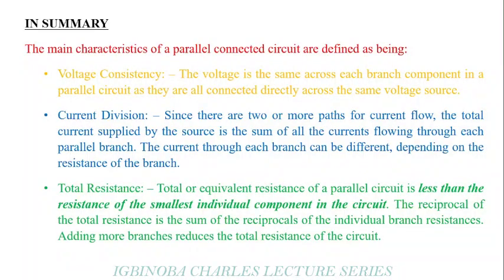Three, the total or equivalent resistance of a parallel circuit is less than the resistance of the smallest individual component in the circuit. This information is very key. So note that when you are looking for the equivalent resistance of a parallel circuit, the result you will get is less than the value of the smallest resistor in the network. So take note of that particular information. It's very key because it will guide you when you are trying to look for the equivalent resistance in a parallel circuit.